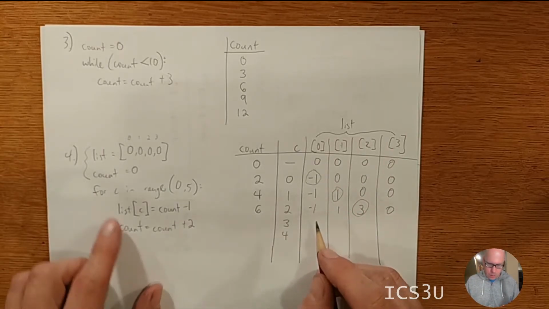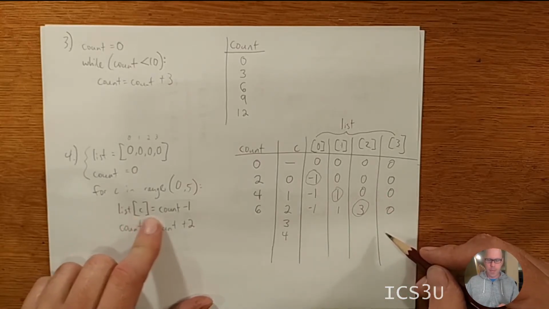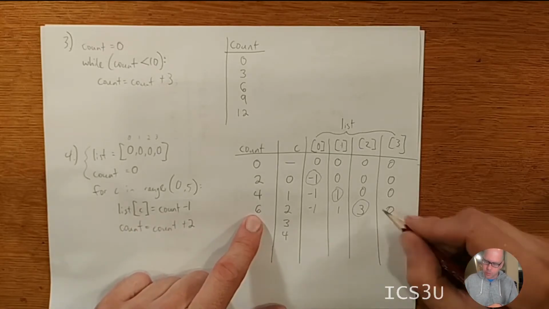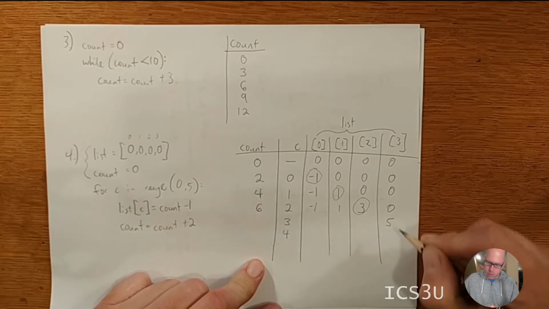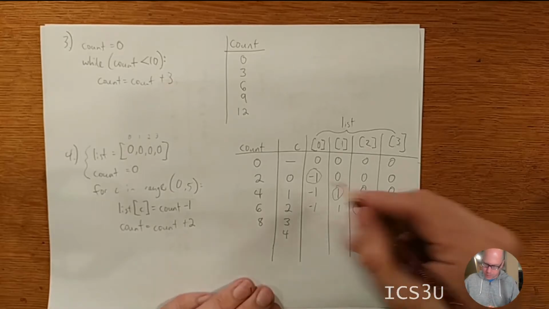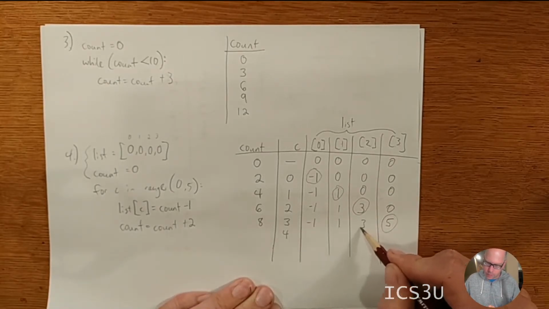Okay, so now when C is equal to 3, we're going to be modifying list at location 3. And list at location 3 is going to be equal to the most recent value of count minus 1. So 6 minus 1 is 5. And now count becomes 8. And everything else stays the same. So negative 1, 1, 3.